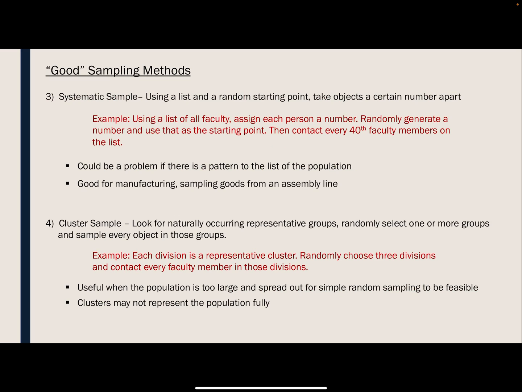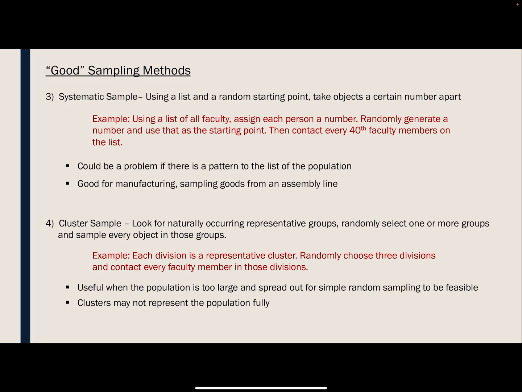It can have a problem if there is some kind of pattern to the list of the population that you've created, because your sampling method also has a pattern. So if those patterns somehow end up corresponding, we could have a problem.